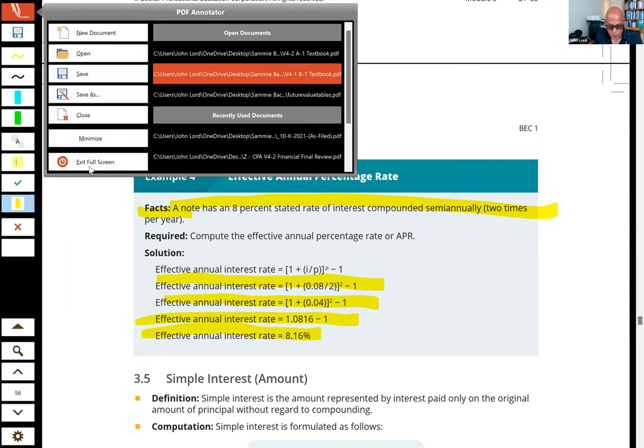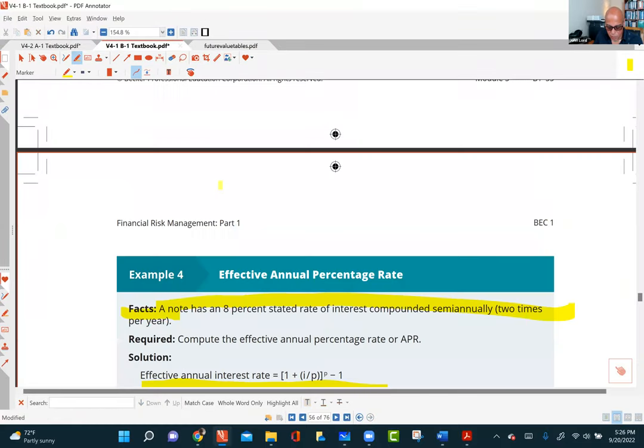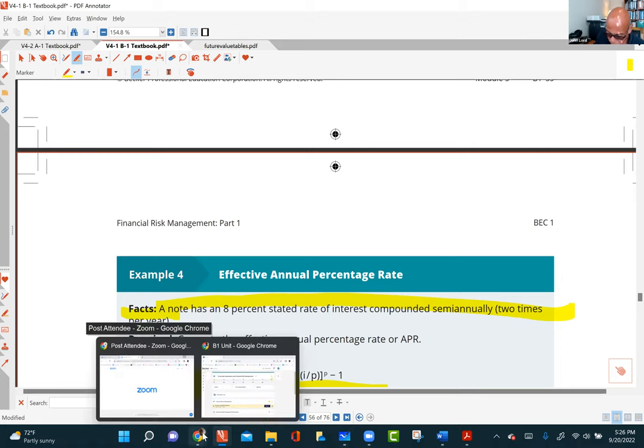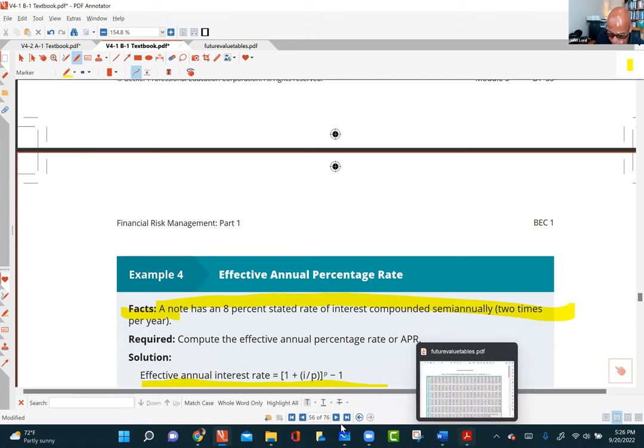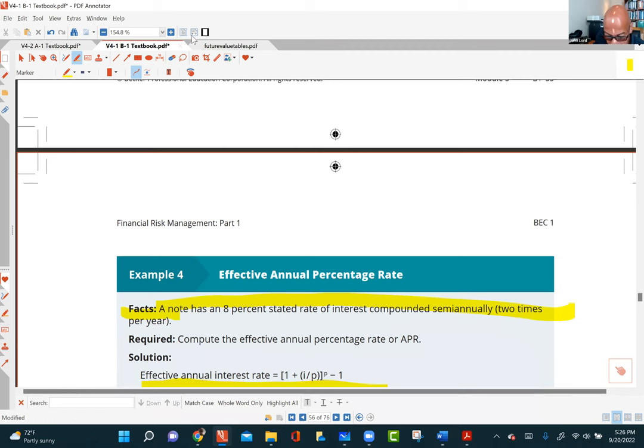Now, I want to show you another way. If you were on the exam and you were having trouble figuring that out, you couldn't remember the formula or something, then what you could do, because they do give you the present value, future value tables in the exam. So if you take a look at a future value table, I'm going to post this up on e-learning a little bit later.